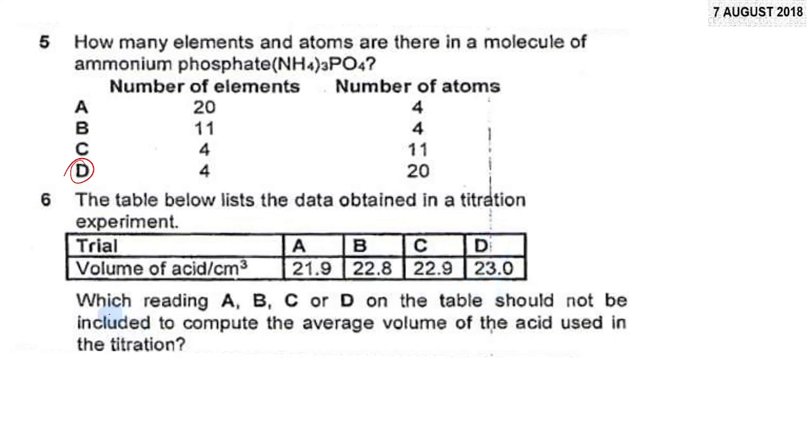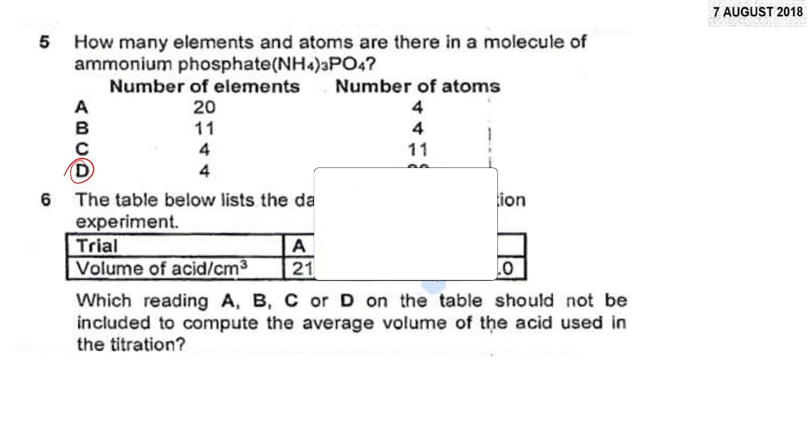Then this question says which reading, A, B, C, or D on the table, should not be included to compute the average volume of the acid used in the titration. So here they want the volumes that are inconsistent with each other. There's a term they use which I've just forgotten, but that is not very important. So there's actually accuracy which is needed here. Values should be accurate if they're closer to each other. So the value that we should discard here is the one which is not close to the others. It will be hard to notice which value is not closer to the other ones.